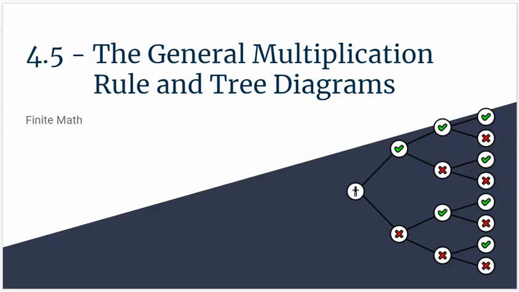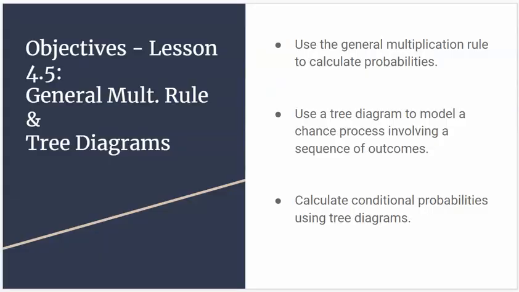Today we're talking about lesson 4.5, which is the general multiplication rule and tree diagram. On the right, you can see kind of an example of that tree diagram, kind of anyway. We'll talk a little more about that when we get there. So here are the objectives for today.